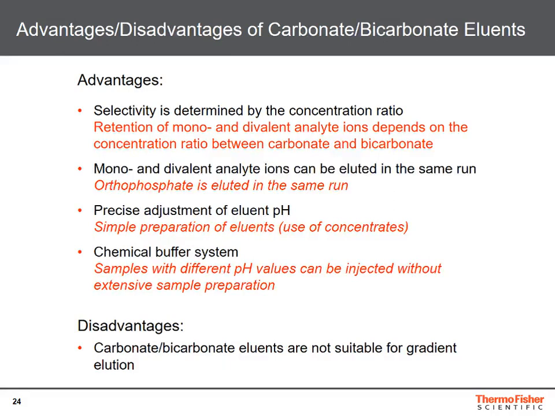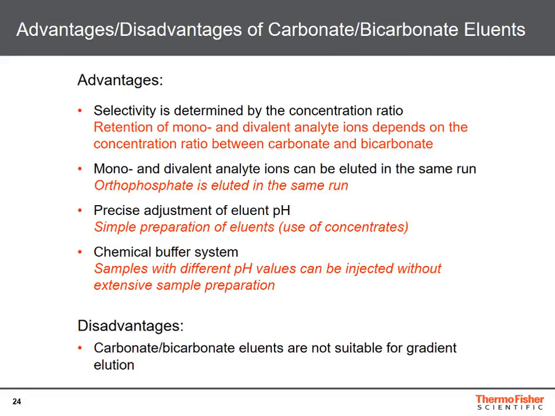And last but not least, carbonate-bicarbonate eluent systems represent a chemical buffer system. And this is very advantageous because in most of the cases my sample pH differs from the eluent pH. If I have a chemical buffer system, I can inject these kind of samples without extensive sample preparation.